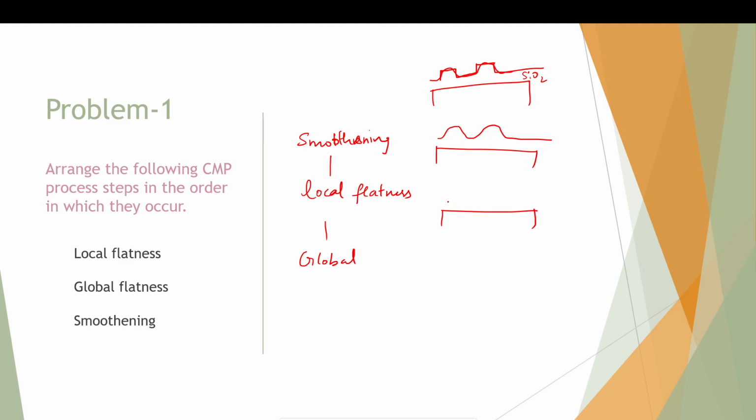The denser portion will get flattened on the higher side. Say this was the denser portion; it will get flattened on the higher side, and the lower one will be as it is. And then global flatness will be fully flattened, in the same pitch. So my SiO2 will be fully flat.